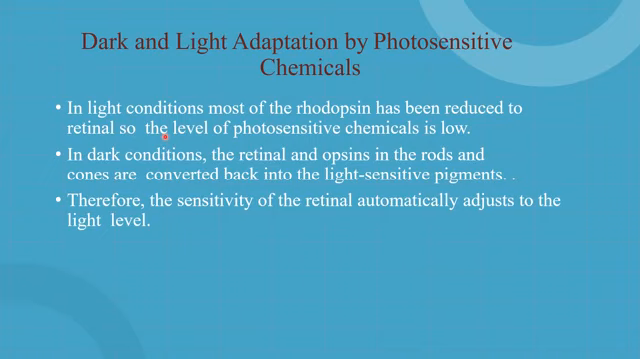And in light conditions, most of the rhodopsin has been reduced to retinol, so the level of photosensitive chemicals is low. And in dark conditions, retinol and opsins in the rods and cones are converted back into light sensitive pigments. So therefore, sensitivity of the retina automatically adjusts to the light level.